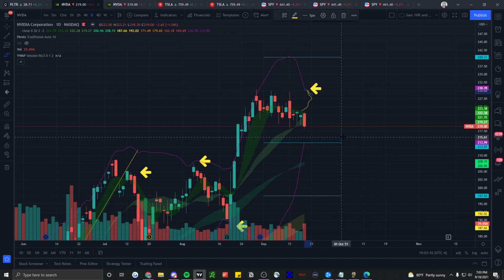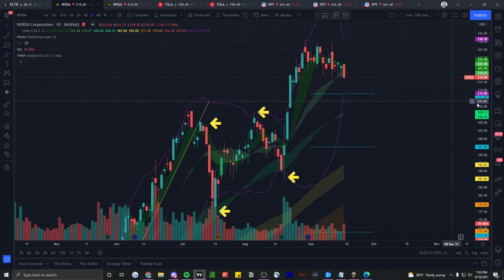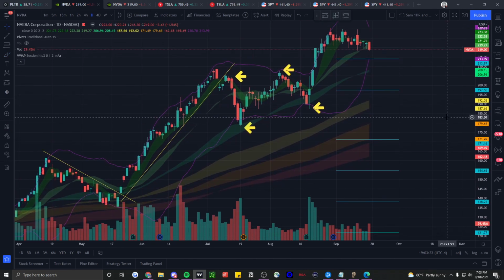And maybe if you want to swing trade this trade, you would run a stop loss a little under here. And that should give you maybe like a 2-to-1 risk reward. But that's with our daily charts, right?